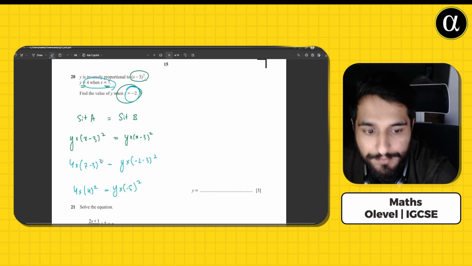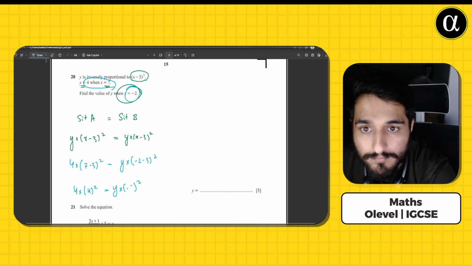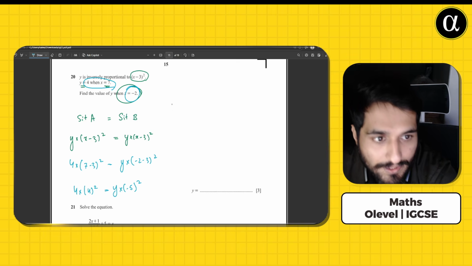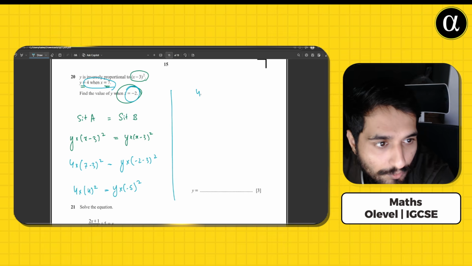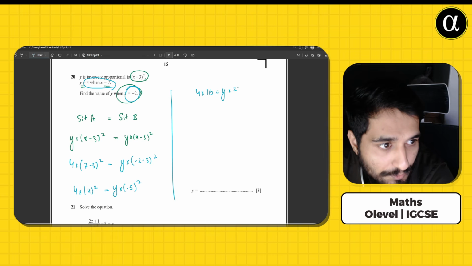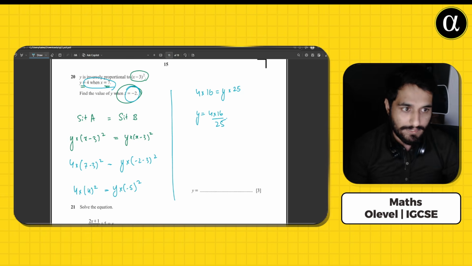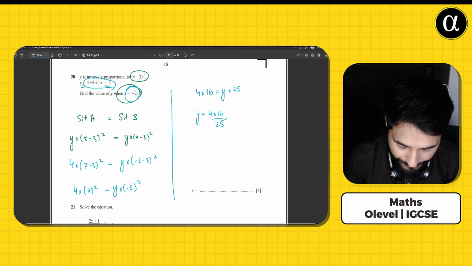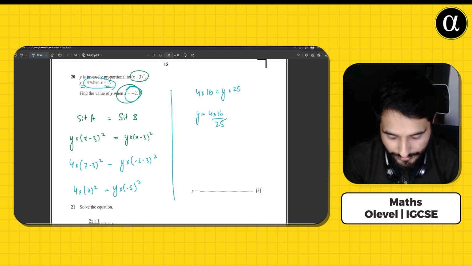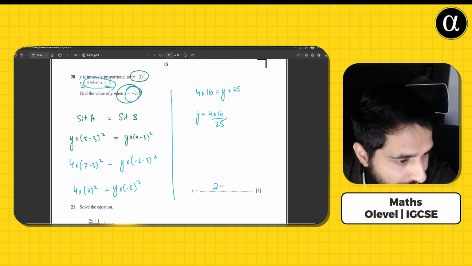And what happens is basically 4 into 4 squared is 16, which is equal to y into (minus 5) squared, which is 25, and the value for y is equal to 4 into 16 over 25. Let's see. So this would be 2.56.